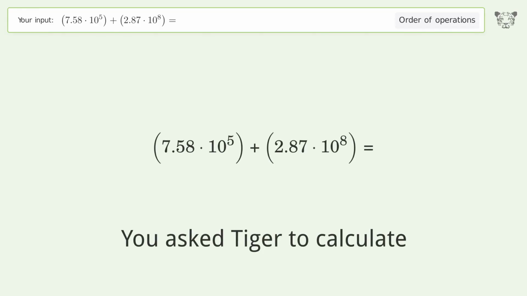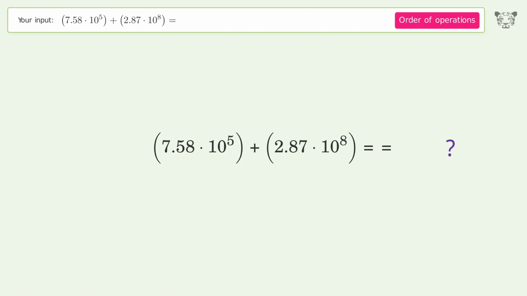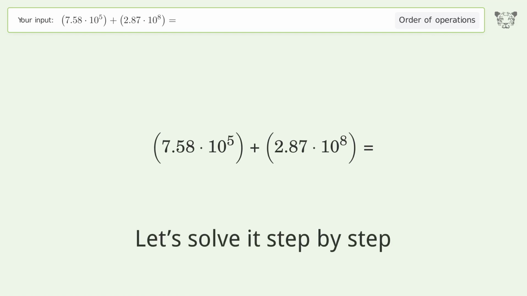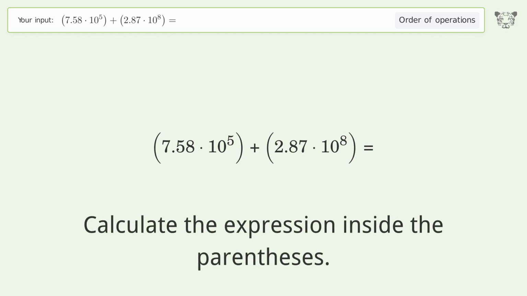You ask Tiger to calculate. This deals with the order of operations. The final result is 287,758,000. Let's solve it step by step. Calculate the expression inside the parentheses.